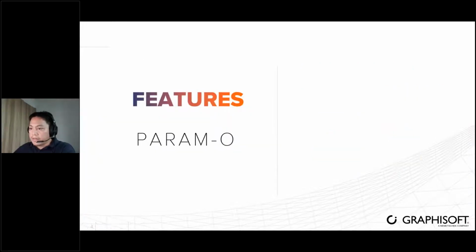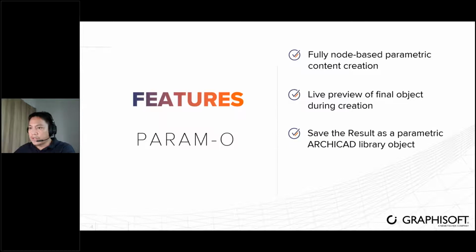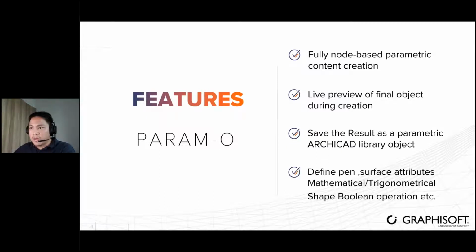And some features of Param-O. It's a fully node-based parametric content creation tool. It has a live preview of the final object during creation, and it saves the result as a parametric object. Of course, you could also define pens, surfaces, materials, and some basic shapes, and of course, mathematical operations as well.